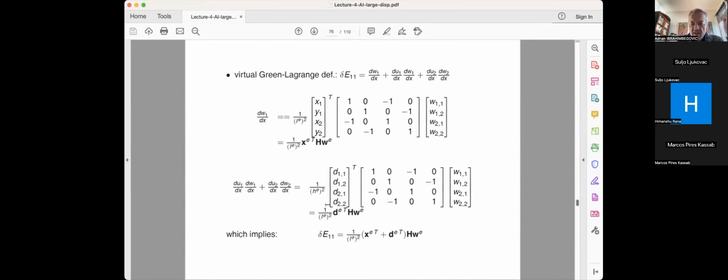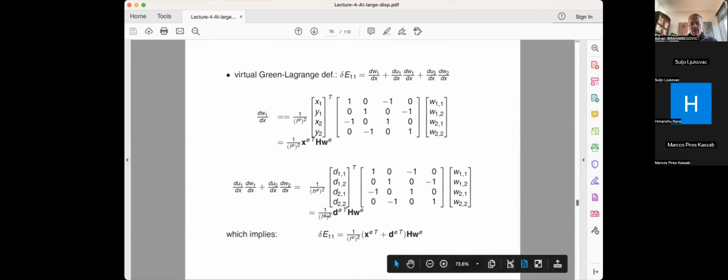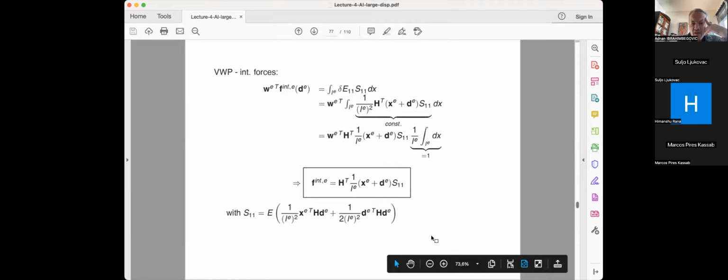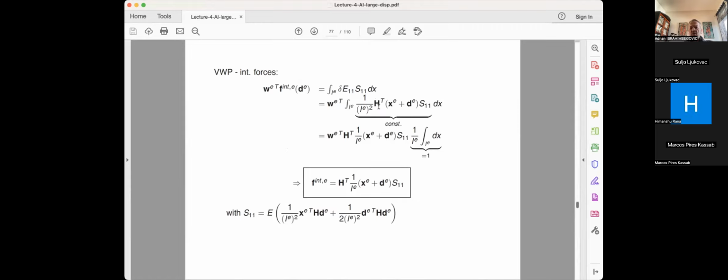And then you have an extra term here, which is 1/LE squared DE transpose H times VE. So the virtual strain becomes 1/LE squared X transpose plus D times H multiplied by W, sorry. So putting this into my interpolation, what I obtain is the first part. This is interpolation of my virtual strain. And then I have my interpolation of the stresses, which is again interpolation of the Green-Lagrange strain multiplied by Young's modulus.